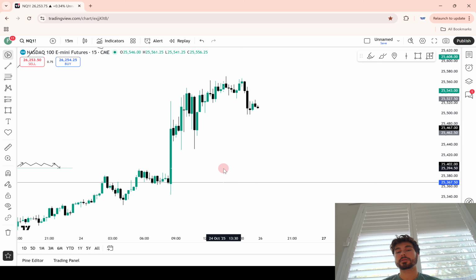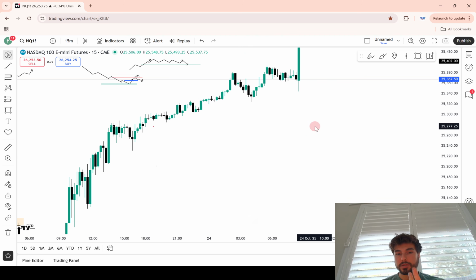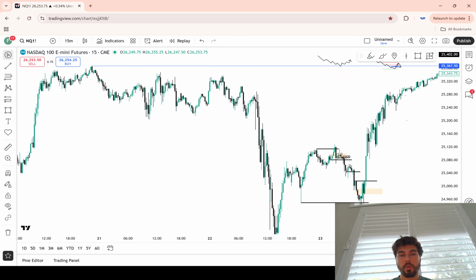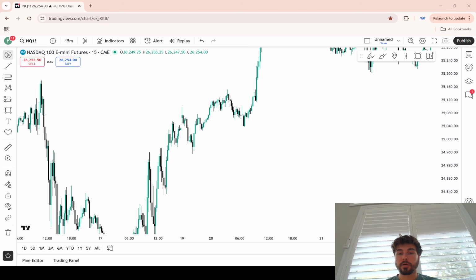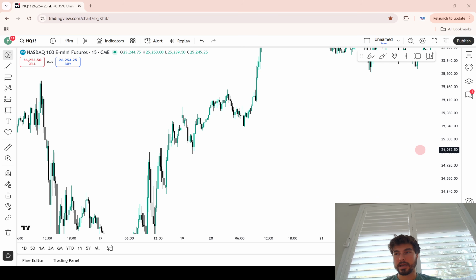And order blocks for me are just, if I'm in a trade and I'm looking for the trade to continue in one direction, I want to see order blocks form, right? I want to see price not form order blocks in that favor direction. Otherwise, it probably means that it's not going to work out. That's a little hint for you guys.